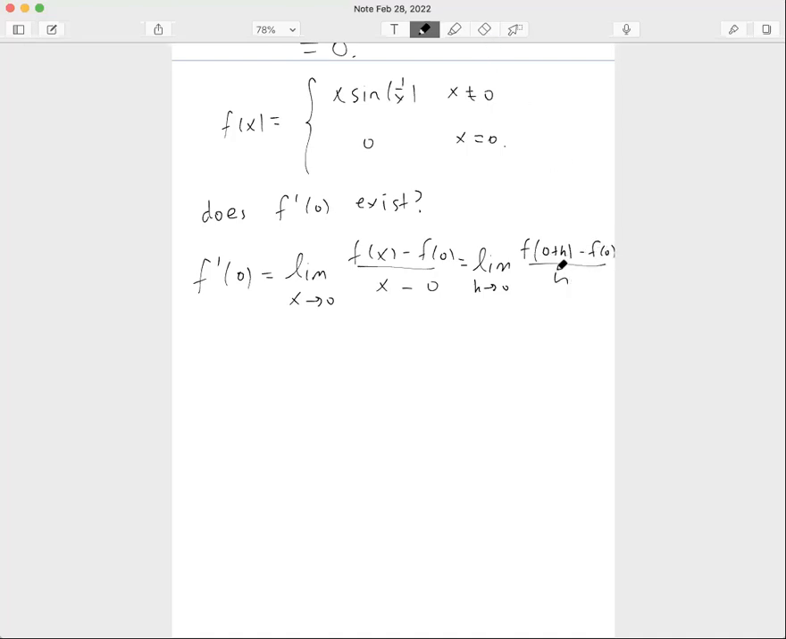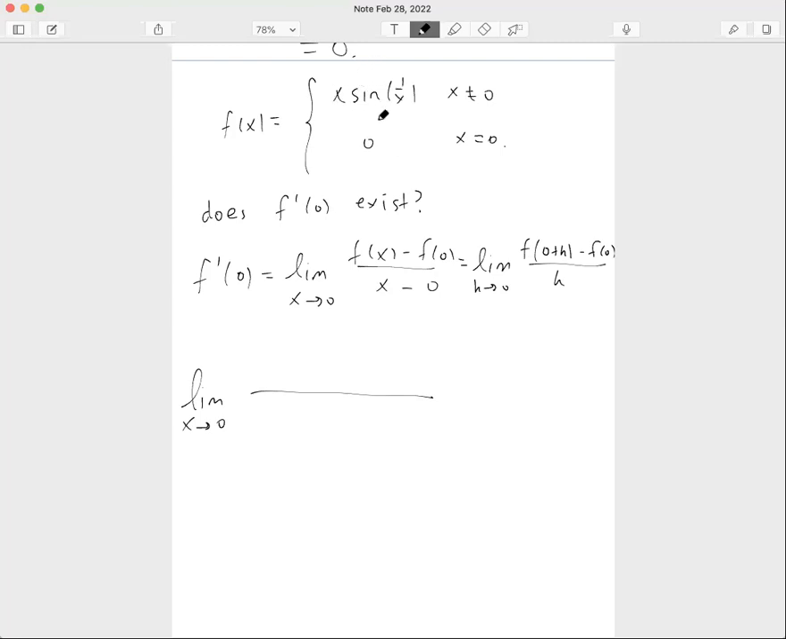Okay, so these are our two equivalent definitions of the derivative at 0. Which one do you think you want to use? First or second? Yeah, let's use the first one. That seems like it could be nicer. The limit as x approaches 0. So what's f of x when x approaches 0?